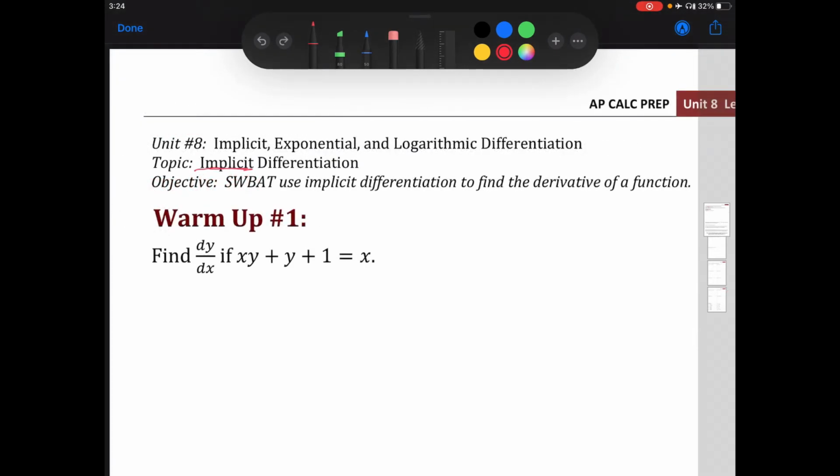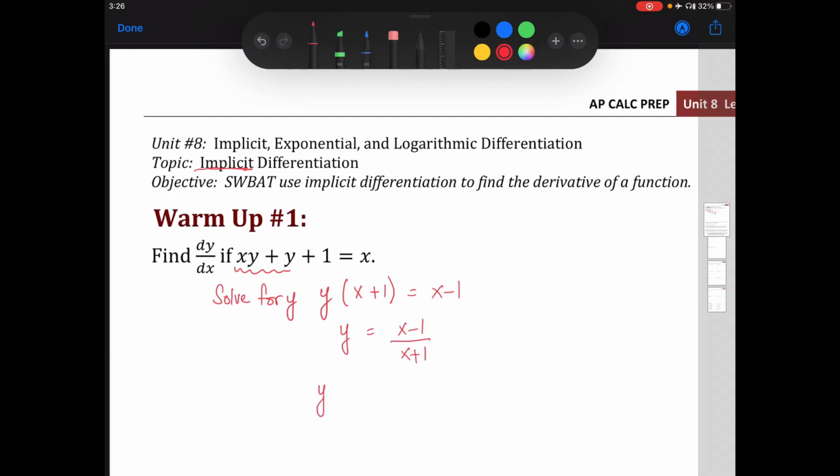So let's try the warm up. Pause the video and see if you can solve for y and do it. So the first thing we're going to do is solve for y. I can factor out the y here, and what am I left with? x plus 1, and I'm going to move the 1 over. So it's equal to x minus 1, right? So y equals x minus 1 over x plus 1.